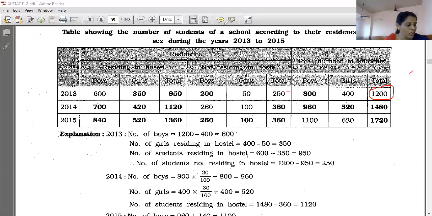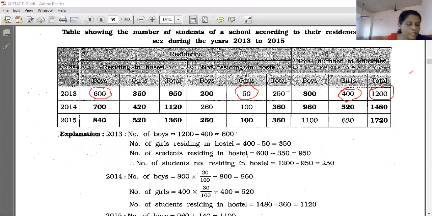So what they said, in the year 2013 there were 1200 students studying in a school, and out of this 1200, 400 were girls. So total number of girls is 400, and 50 girls were not residing in hostel. Out of this 400, 50 girls non-resident, 50 girls not residing in hostel. Now full stop. Then in all 600 boys were residing in hostel. Still we are doing the year 2013 only.